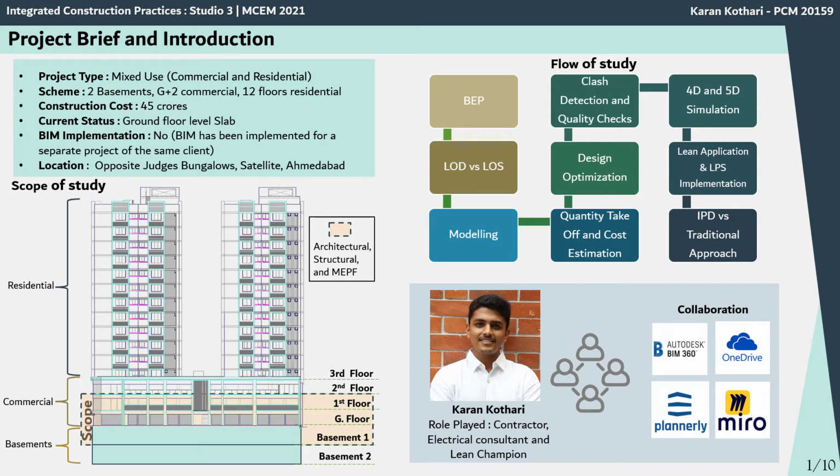As a part of our Studio 3 integrated construction practice, we have selected a mixed-use site in Ahmedabad, having G plus 2 commercial and above that 12 floors for residential. For our scope of study for modeling, we considered basement 1, ground floor, and first floor. For the study, we divided into different roles, in which I played the role of contractor, electrical consultant, and lean champion.